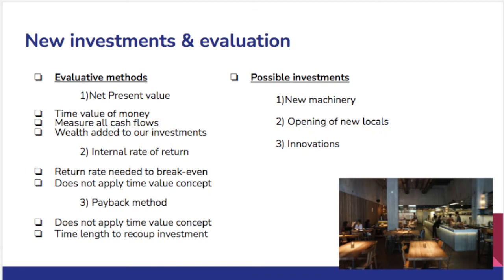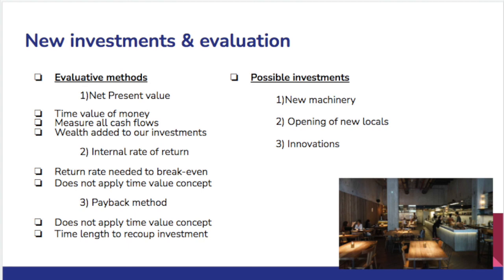Once the bakery has settled in the market and gained recognition, it can begin thinking about investments and the extension of their operations. For example, they can invest in new machines, the opening of new locals, and innovations. In order to measure whether the investment will be worth it or not, the bakery can use different methods, such as the net present value, the internal rate of return, and the payback method.